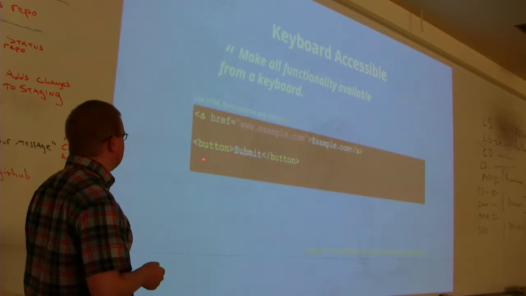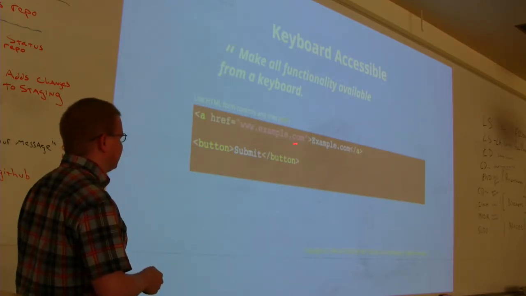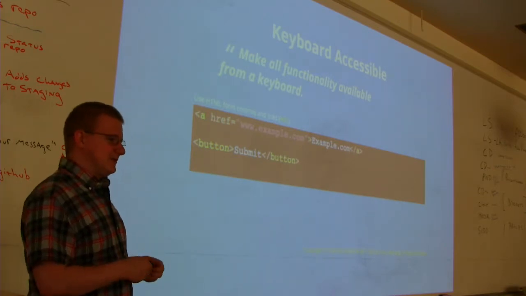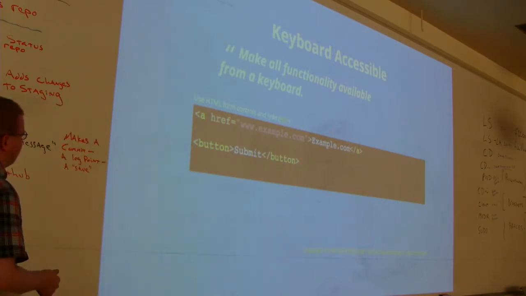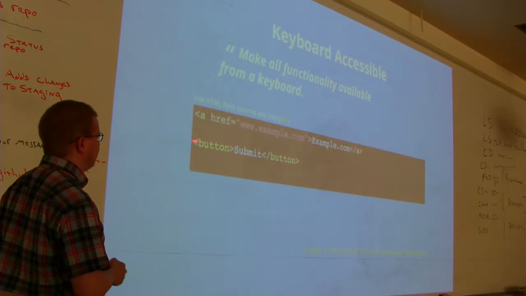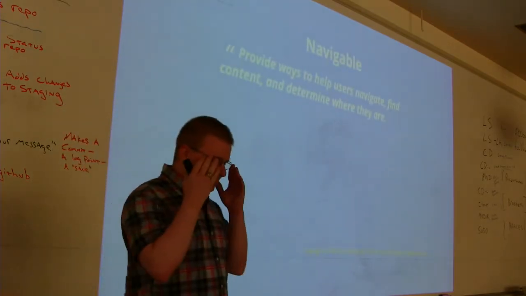If you're writing a link and you have to do href with some hacky thing so it doesn't actually go to a URL, like JavaScript void or something like that. If you don't know what I'm talking about, that's good, don't worry about it. But there are ways you can hijack links. You can hijack links with JavaScript, that's fine, but you still should have a fallback to an href that actually goes somewhere.